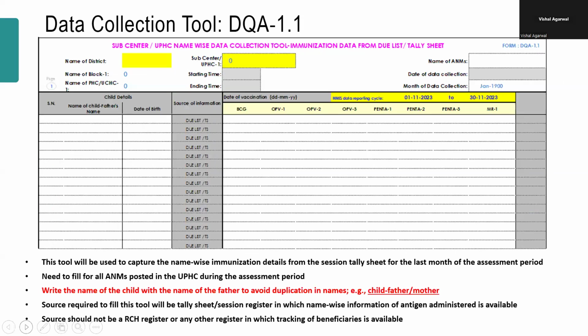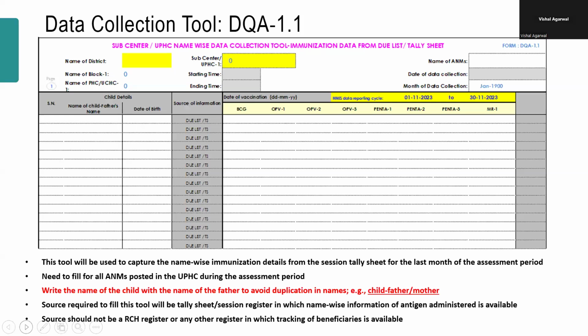So this is DQA 1.1. As I said, in DQA 1, we have collected only date-wise numbers for all 6 months of the study period. But in DQA 1.1, we have collected the beneficiary-wise data only for the last month of the study period. So this tool will be used to capture the name-wise information from the tally sheet or session registers. But the name-wise information needs to be filled for all the ANMs of a particular health facility.